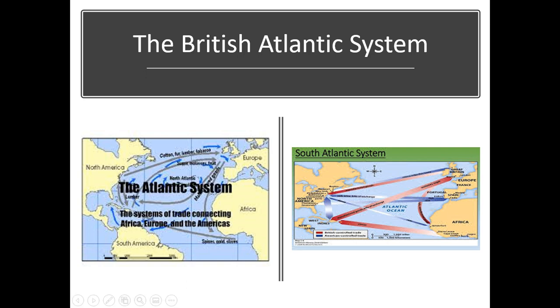This on the right side is a little bit understandable. So leg one from the New World to England, England to Africa, and slaves back. That's the triangular trade. Okay.